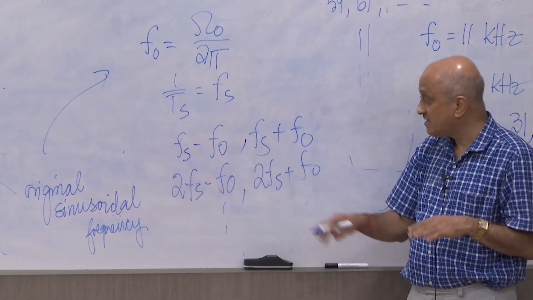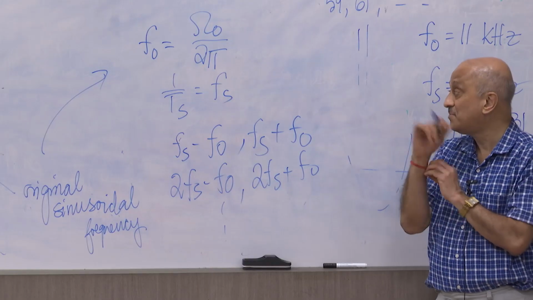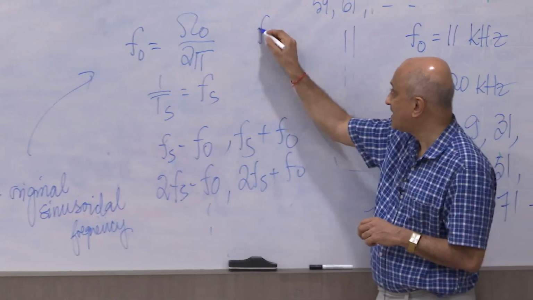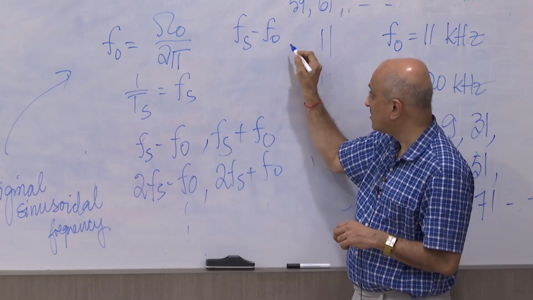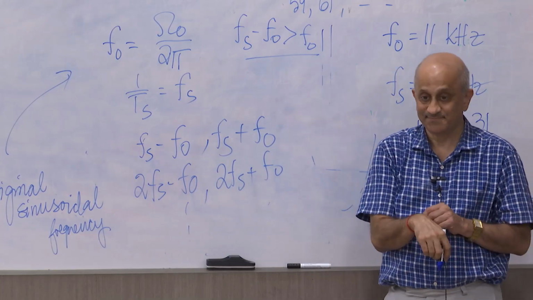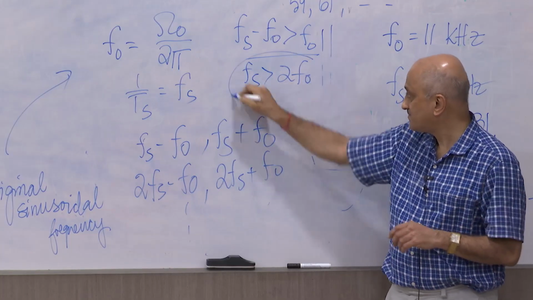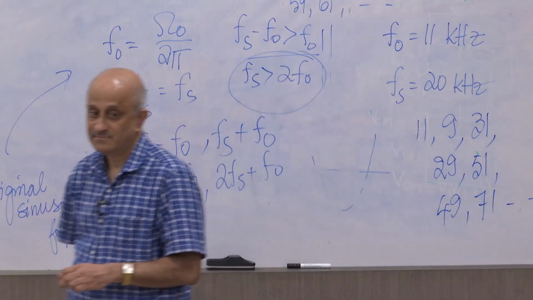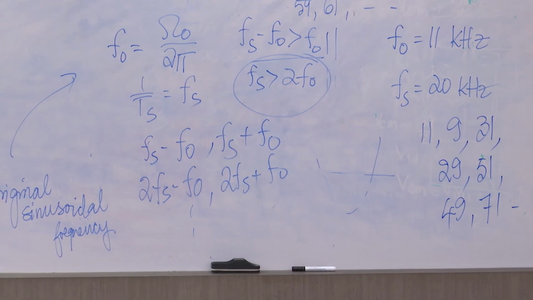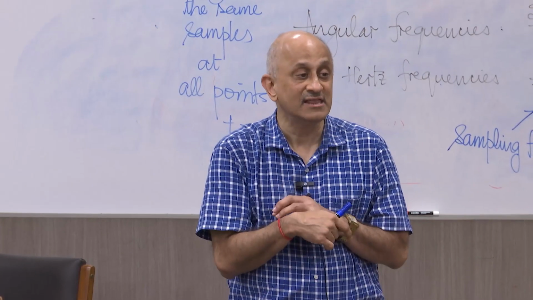Which among these frequencies is the lowest, which can cause a problem? Fs minus F naught, is that right? So, if Fs minus F naught is greater than F naught, a problem will not be created, is that right? And therefore, Fs needs to be greater than twice F naught. Can you see that? Now, while this is not a formal proof of the Nyquist sampling theorem, it illustrates the idea crisply and clearly.